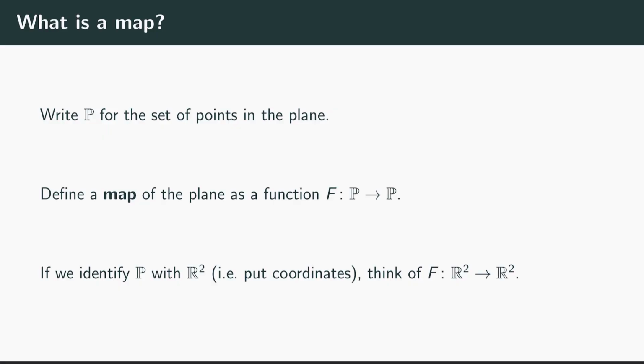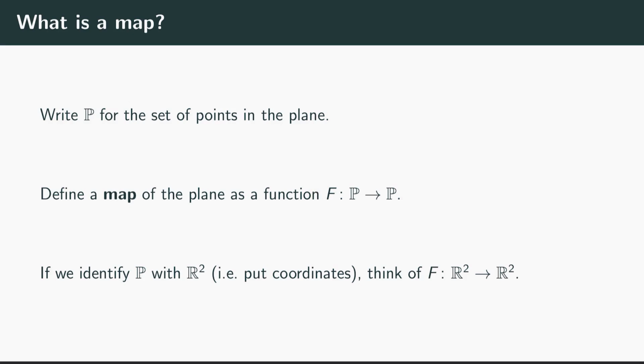So let's start by building up some language and machinery so that we can talk about the idea of a transformation of the plane and of symmetries. Okay, so we're going to write P in this blackboard bold to indicate the set of points in the plane. And then we're going to say that a map of the plane is a function from the plane to itself.